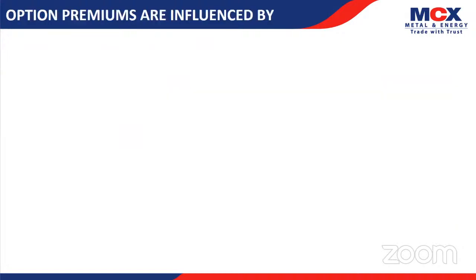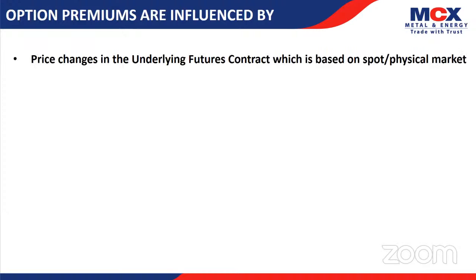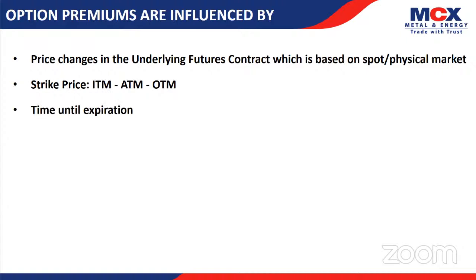Now, since we are dealing in commodity options, sometimes the question that comes to mind is what is the basis on which option premiums are moving? The prices are moving based on the factors which influence the price of the underlying futures contract. Plus, the premiums are influenced by the strike levels in which you want to trade, maybe in the money, at the money, out of the money.